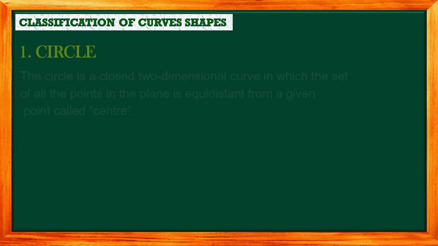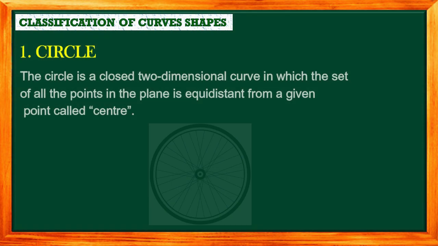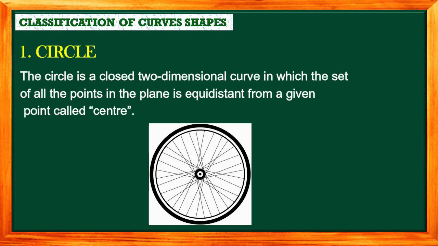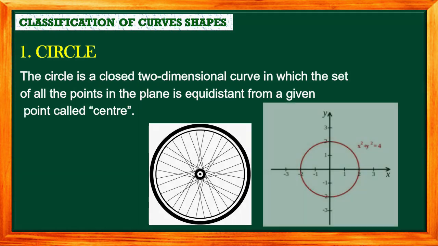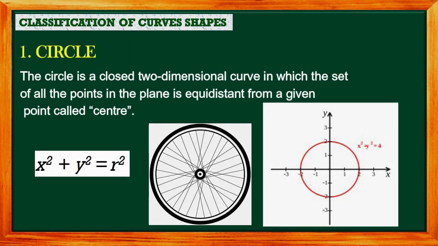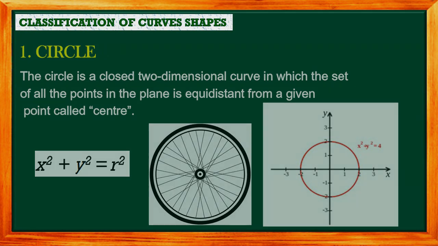Number 1. Circle. The circle is a closed two-dimensional curve in which the set of all the points in the plane is equidistant from a given point called the center. If the circle is centered at the origin, having radius r, then its equation in rectangular coordinates is x squared plus y squared equals r squared.